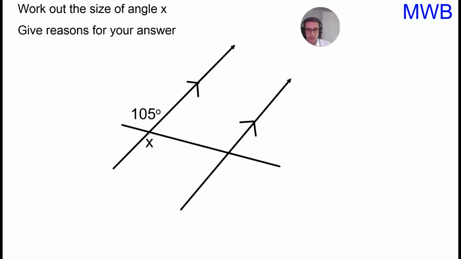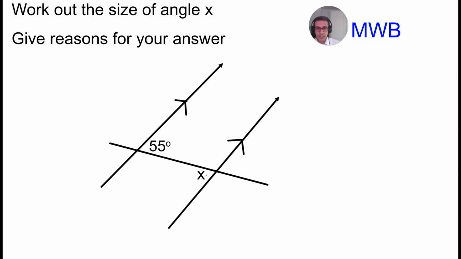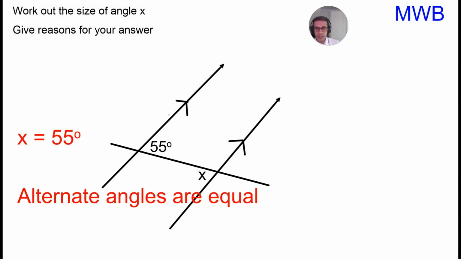Next question, can you work out what x is? Give a reason. Okay, so x is 105 because they are vertically opposite angles, and that means that they're equal. Can you work out what x is here? Here comes the answer. X is alternate with the angle given, and alternate angles are equal.